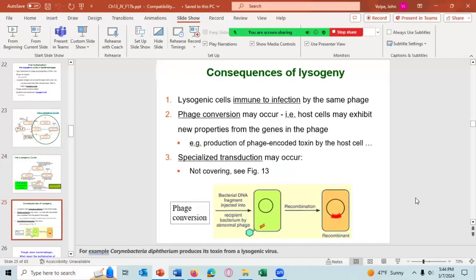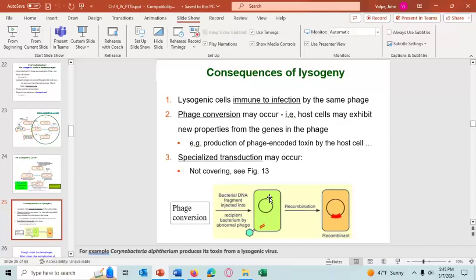There are some consequences of lysogeny. First, a lysogenic bacteria cell, meaning one that has a lysogenic virus in it, is immune to infection by the same viral species that is currently inside it as a lysogenic virus. Any question about that? So once this cell has a lysogenic virus in it, it will be immune to infection by other members of the viral species.